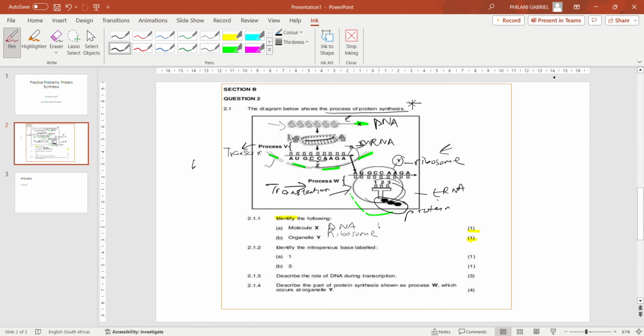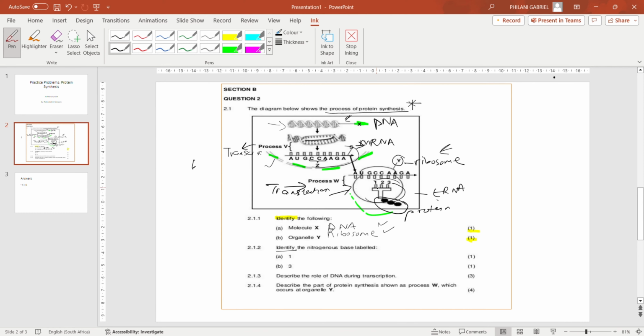Then now we go to 2.1.2. It says identify as well. So it means it's also going to be 1 mark. Once it says 2 marks on identify, it means that you need to identify two things. So now it says identify and it puts on 1 mark. So let us now identify. We've got 1. What is label 1? 1 is part of the anticodon.